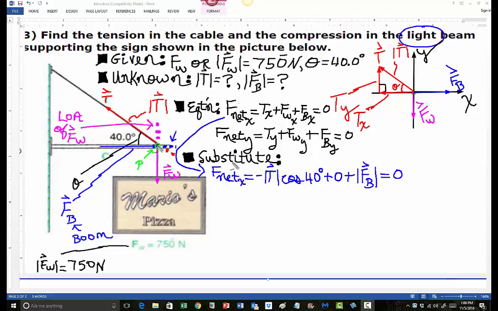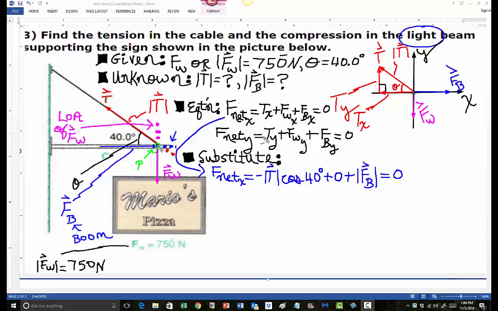Substitute. For F net of x, we have that the x component of the tension vector is negative, so we write a minus sign, the magnitude of the tension vector, which is the hypotenuse of this right triangle, times the cosine of theta, which is 40 degrees, plus the x component of the weight vector. The weight vector has no x component at all since it is directed out the negative y-axis, plus the x component of the boom force vector. The boom force vector is along the positive x-axis, and therefore it is positive the magnitude of the boom force vector. What we now have is one equation in two unknowns.